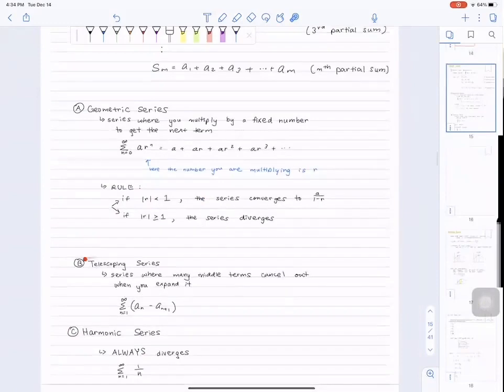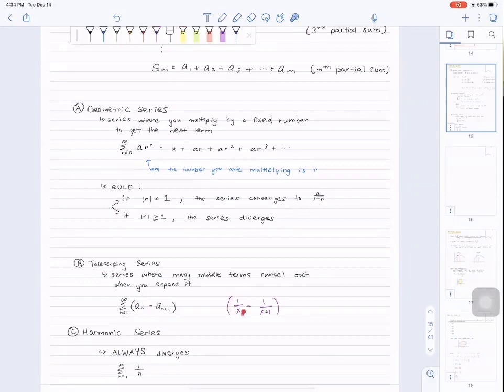Then the other common one is telescoping series. So telescoping series, when you see something like a fraction minus another fraction, like 1 over x minus 1 over x plus 1, something like that, you should be cautious and remember that that's a telescoping series. Like you have something minus something.